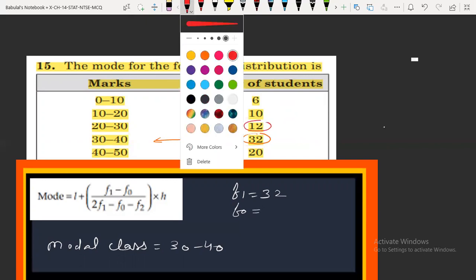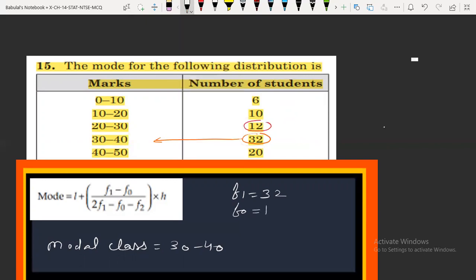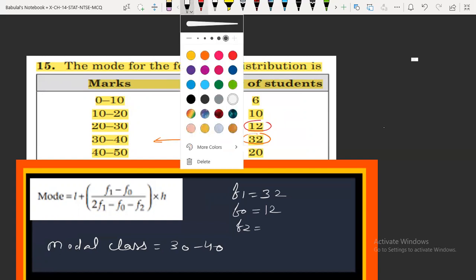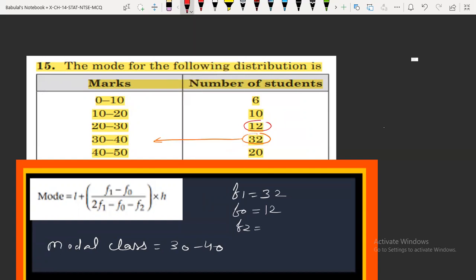So we can write here that is 12. And what is F2? F2 is the frequency succeeding the modal class. मॉडल क्लास के जस्ट आफ्टर आने वाली है, उसको हम कहते हैं F2. So you can write F1 is 32, F0 is 12, and F2 is 20. So here we can write the value of F2 is 20.